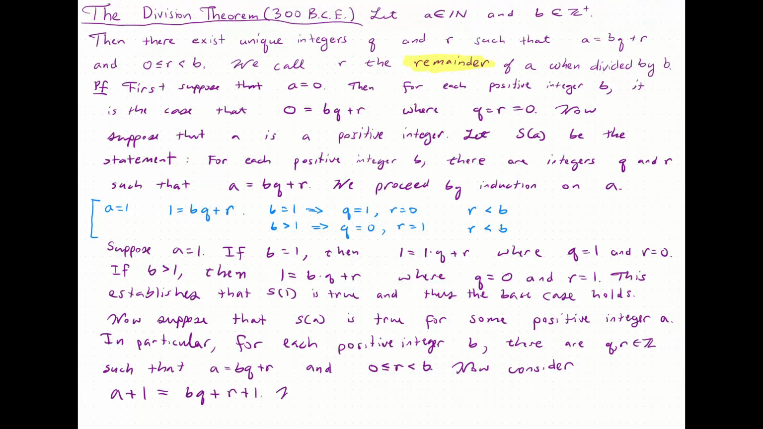So we now consider the cases when R plus 1 is less than B and R plus 1 is equal to B separately.